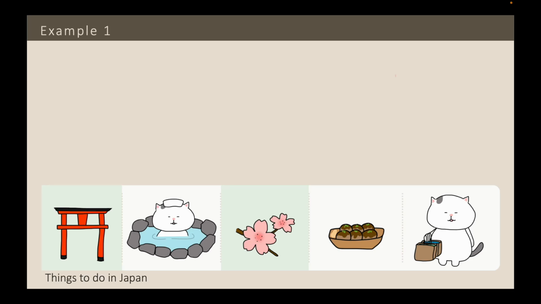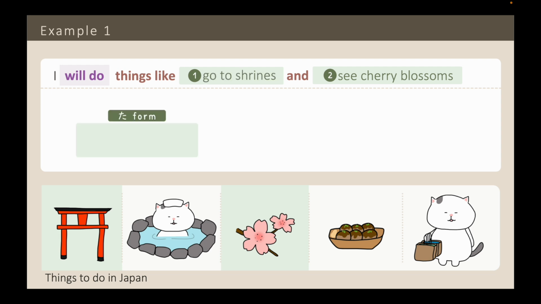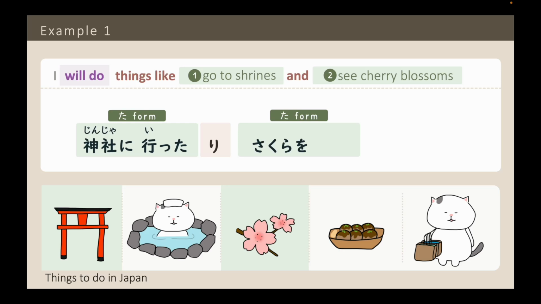Let's try an example. I will do things like go to shrines and see cherry blossoms. The first activity is go to shrines. The ta form is jinja ni itta and add ri. The second activity is see cherry blossoms. The ta form is sakura o mita and add ri. Then we end the sentence with shimasu.